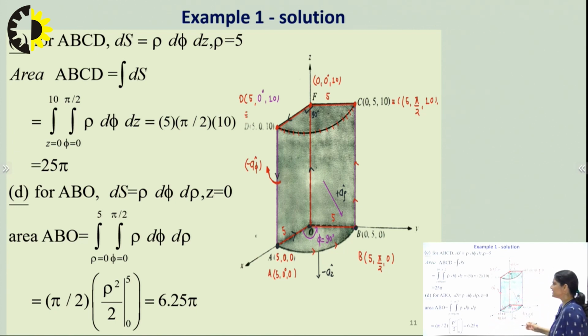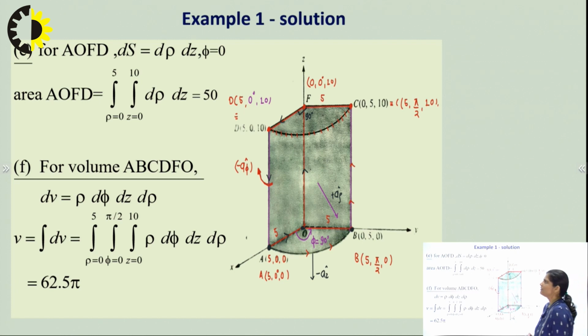And if you are considering the case of the part ABO, you are considering this surface area. Now while you are considering this surface area, your z is 0. Z is the same in both cases. So if z is the same, the integration is in the form of d phi and d rho. So write down here rho d phi d rho, and you all know rho is changing from 0 to 5 and phi is changing from 0 to pi by 2. So like this you can find out its area, that is equal to 6.25 pi.